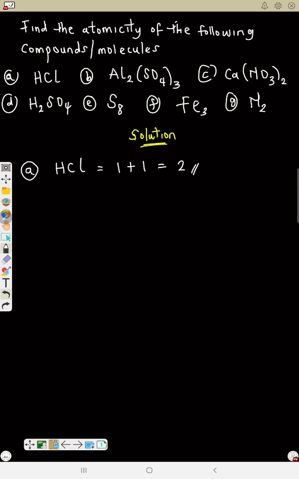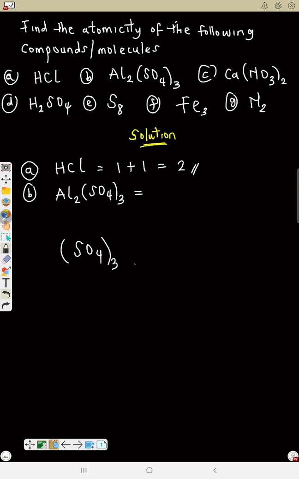So now let's see the second one, B. We have Al2(SO4)3. Now this is aluminum sulfate, but later you will still know all these things. For now we are only finding the atomicity. So how many aluminum do you have here? Do you see you have two outside? So that means we have two atoms of aluminum here. But if you look at this one, you see that there is SO4 in brackets, and you have three outside.